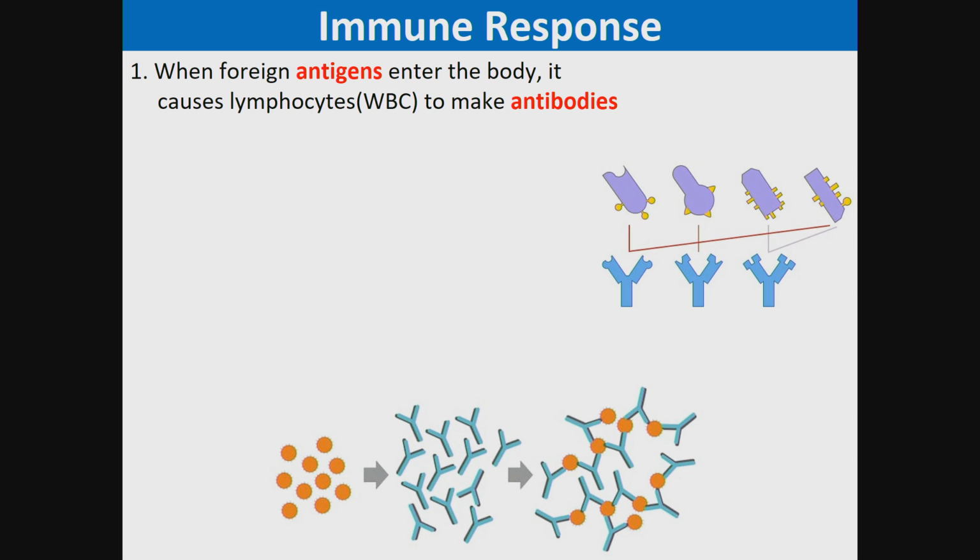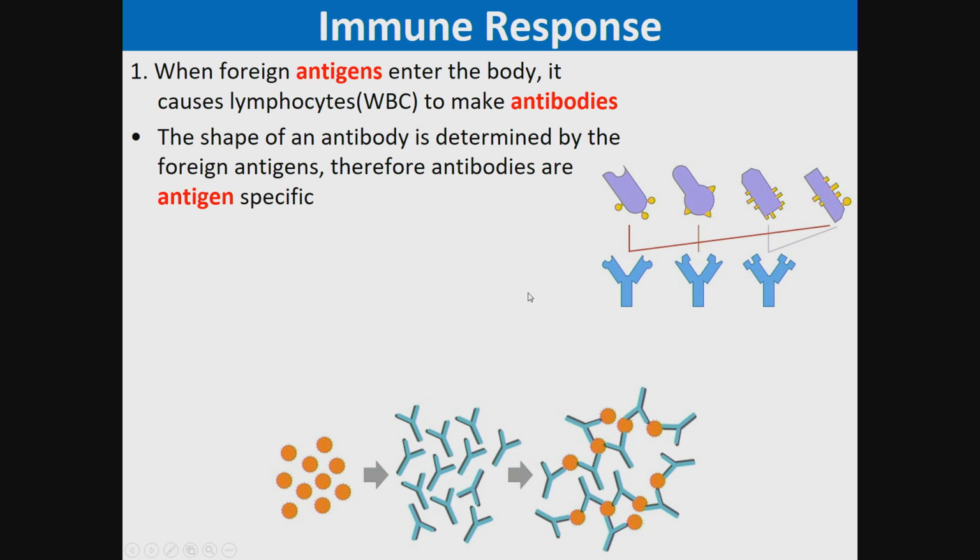When a foreign antigen enters the body, it causes lymphocytes, a group of white blood cells, to make antibodies. The shape of the antibody is determined by the foreign antigens. Therefore, antibodies are antigen specific. So if a bacteria enters your body, then you have a specific antibody for that. If it's a virus, it would be a different antibody.